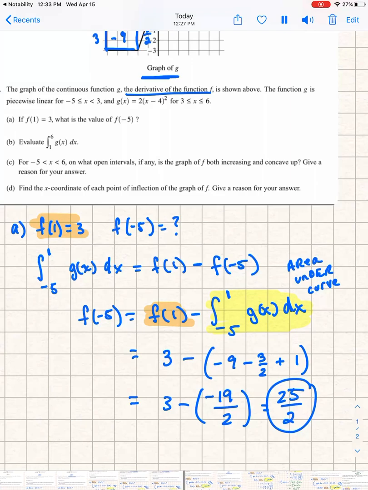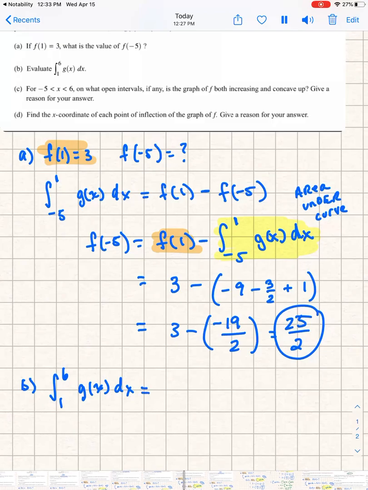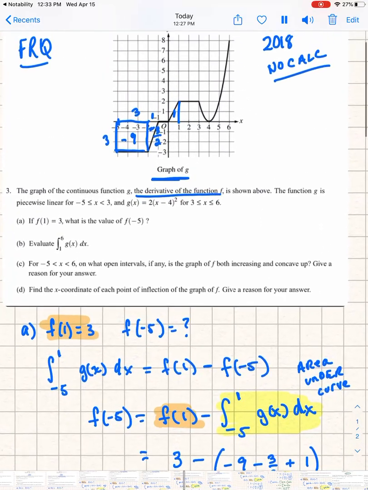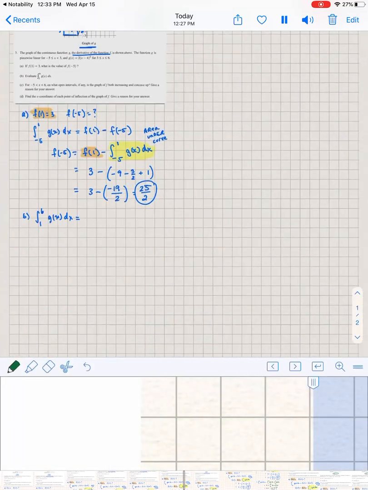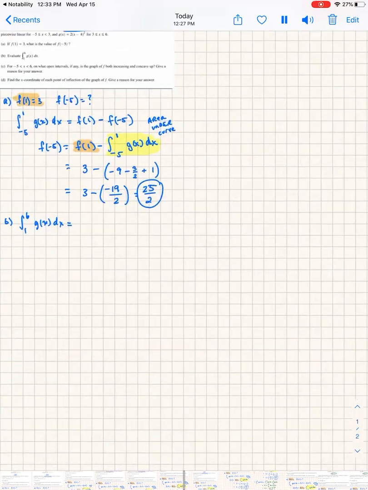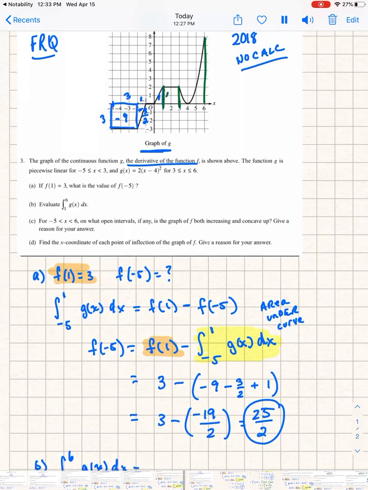To evaluate part B, we are going to take the integral from 1 to 6 of g of x dx. So again, we're looking for the area under the curve, but let's go back up top. So now we're going from 1 to 6. If you notice, there's two different functions here. This one's nice. This one's 1 to 3. This is 2 by 2. We get an area of 4 there. That's a good one.